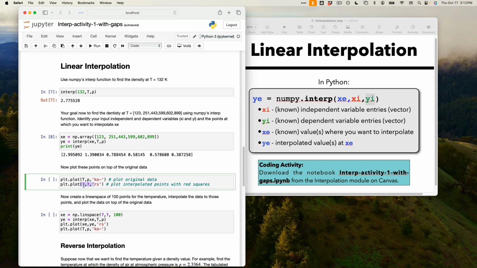X_e, Y_e. Bravo. Okay? X_e, Y_e. Make sense? X_e are the independent points we want to plot. So Y_e versus X_e.